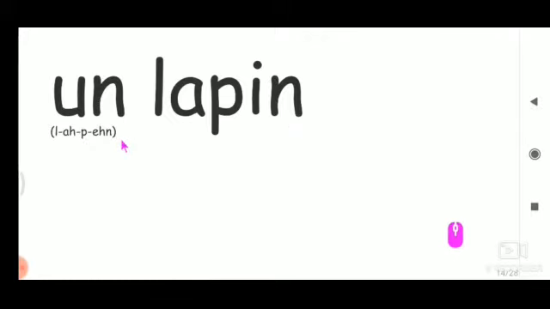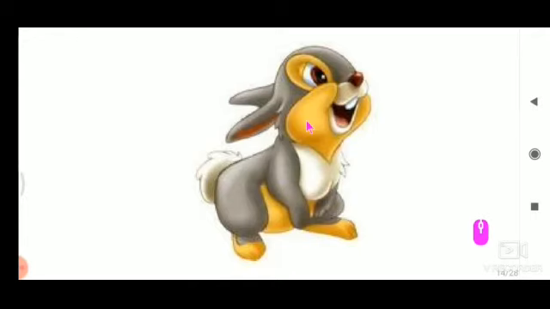Okay, lapin. Instead you can go by this method also. La, P plus E, P, la P, and when P plus I joins with N, pain, that will change the sound. Pain. Lapin. Lapin means rabbit.